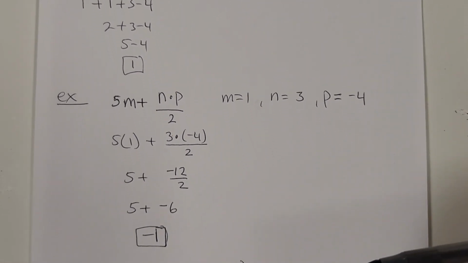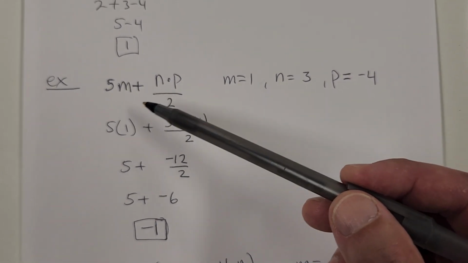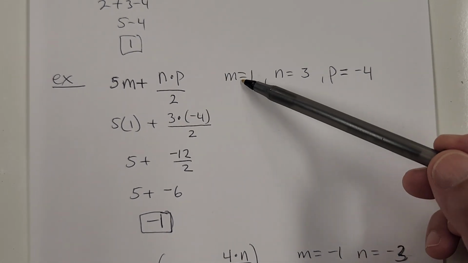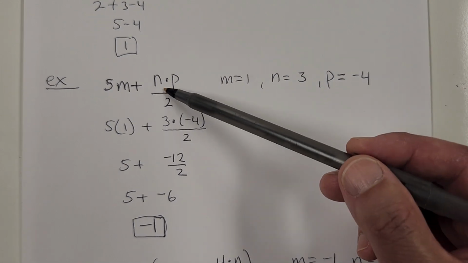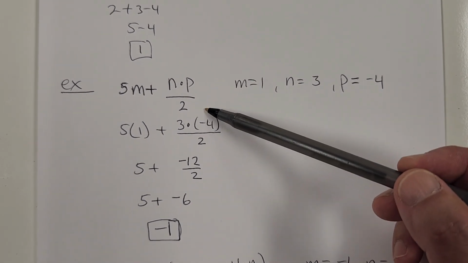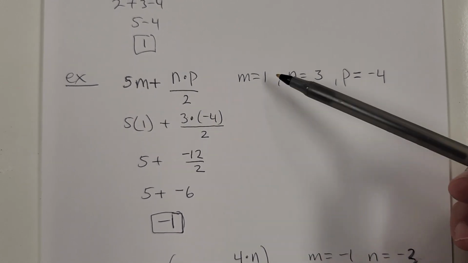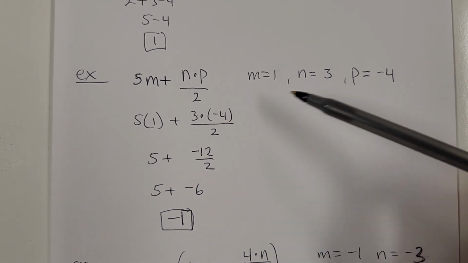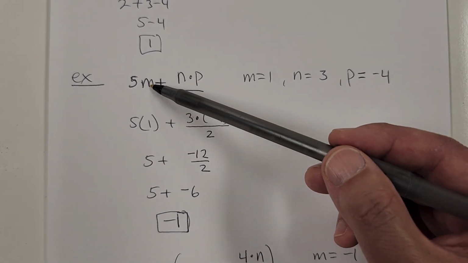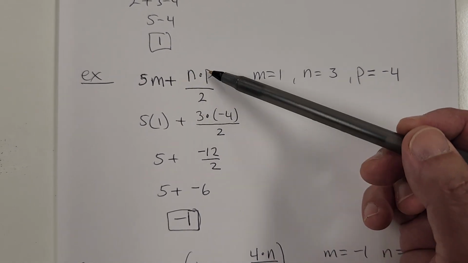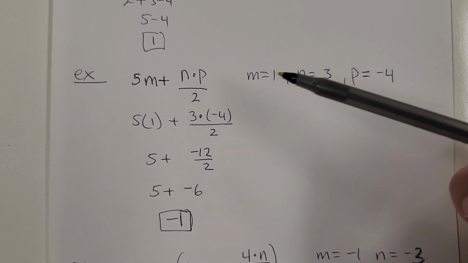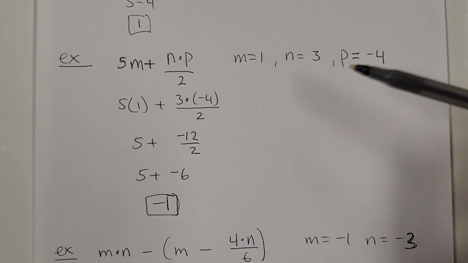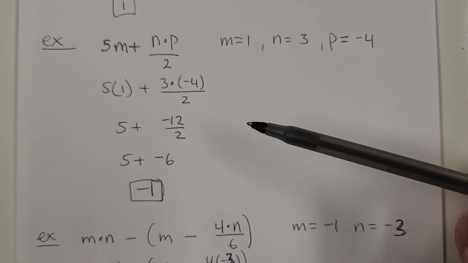Okay, next example. Here's another equation or formula that has letters, and we are going to replace them. So m is 1, n is 3, p is negative 4. Okay, so m is replaced by 1, n replaced by 3, p replaced by negative 4. Where do I get these numbers? They're right here. All I'm doing is replacing, or substituting. Okay, after the replace, do your order of operation.